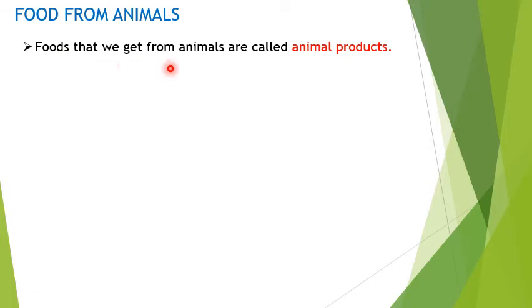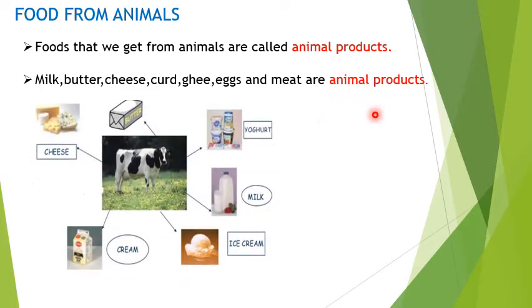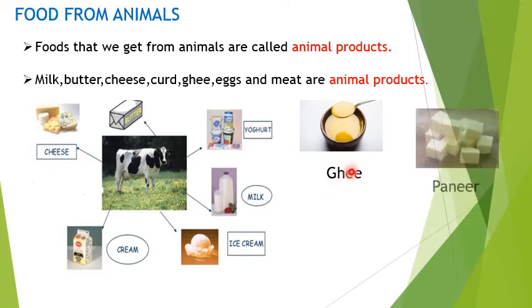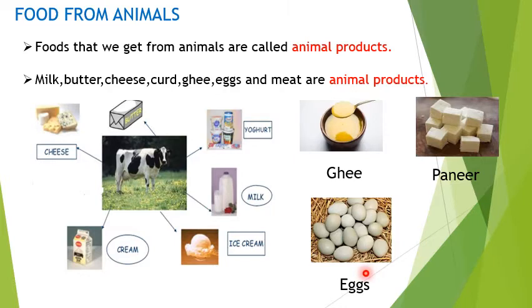Foods that we get from animals are called animal products. Okay. Examples of animal products are milk, yogurt, butter, cheese, cream, ice cream, ghee, paneer and few other animal products, eggs and meat.